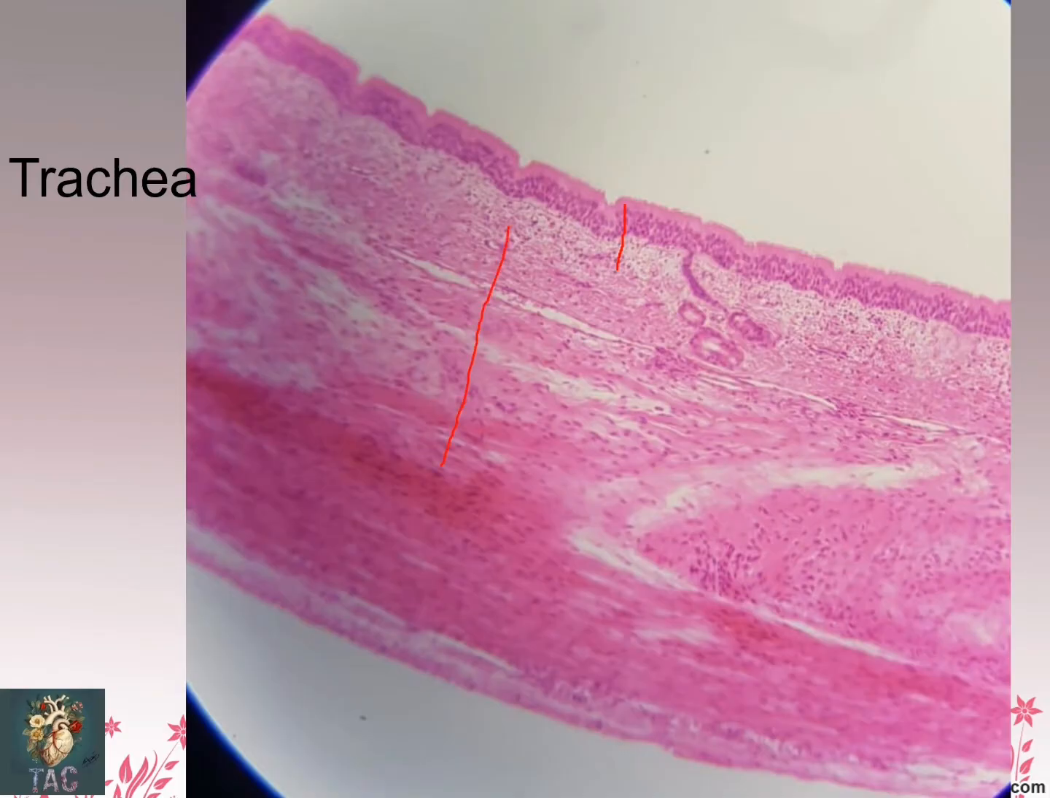Here you can see this area is the cartilage, and here you can see the muscle, the trachealis muscle, and outer to this trachealis muscle is the adventitia. So now look at this slide.